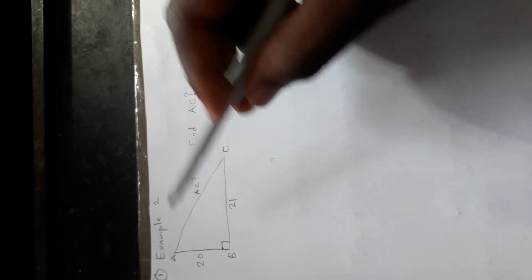Okay, so this is base application 1, example 2. We are given a right-angled triangle because of this 90-degree angle, and we have A, B, C as points. AB is 20 centimeters, BC is 21 centimeters. We are tasked to find AC, which also happens to be the hypotenuse.